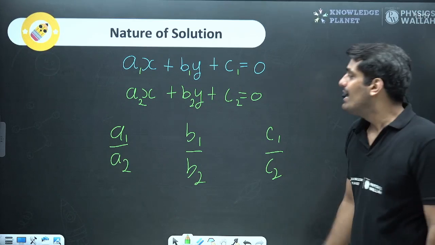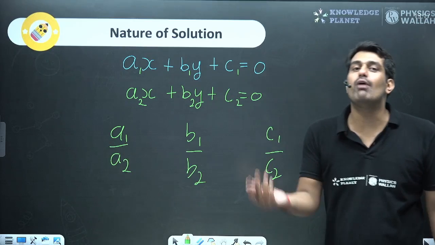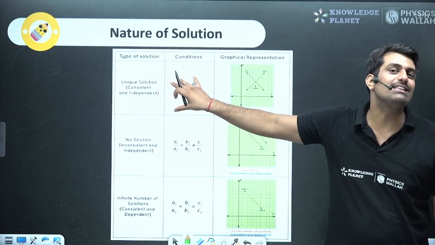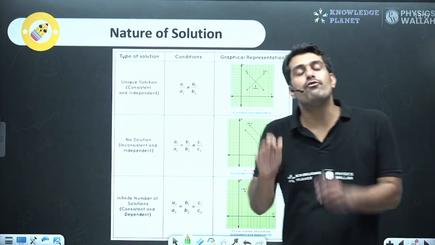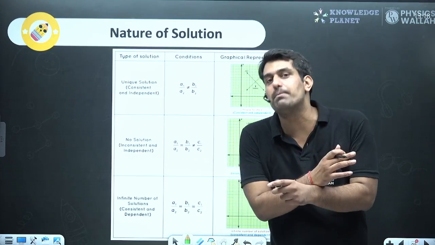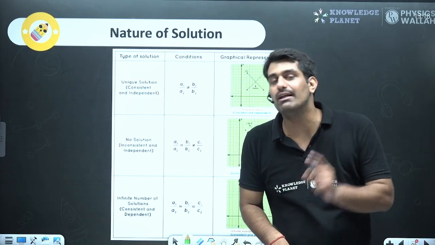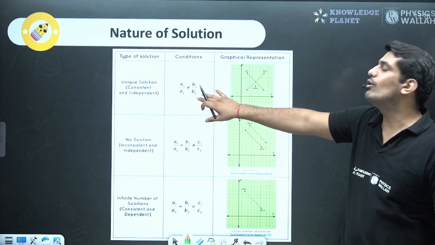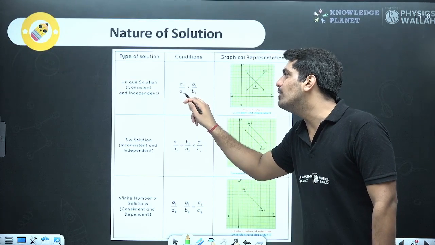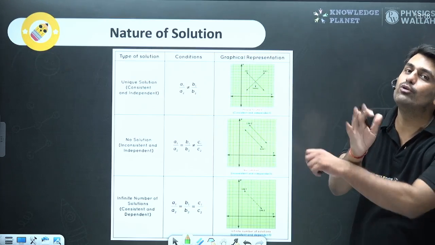c1 by c2. If you observe that the ratios are not equal for x and y, in that scenario, that case is for the unique solution. Just think about the first case where we did the plotting part. Over there, the coefficients of x and y were not equal, and we got a unique solution. So a1 by a2 is not equal to b1 by b2, and when we go on to the plotting part, we will find a unique solution where the two lines intersect.